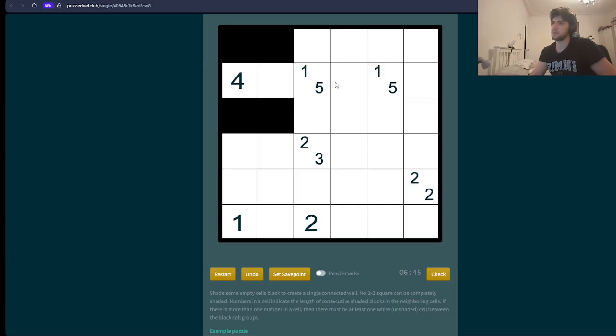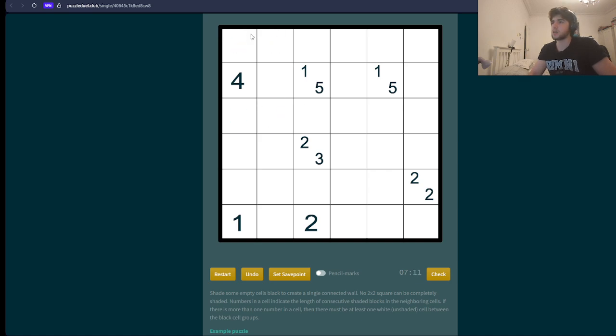So you wouldn't be able to have something like this, for example, right? Because those 4 would not be connected. Even though there's 4 neighboring cells which are black, in this case they're not connected. They're not consecutive, so that wouldn't be a valid solution to this particular clue. So there you go. That's the single numbers.